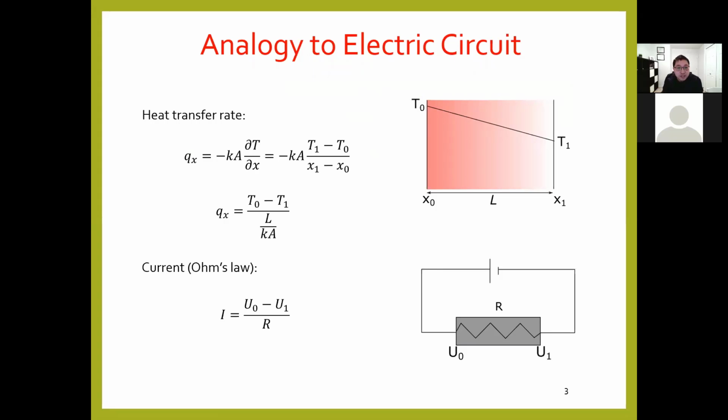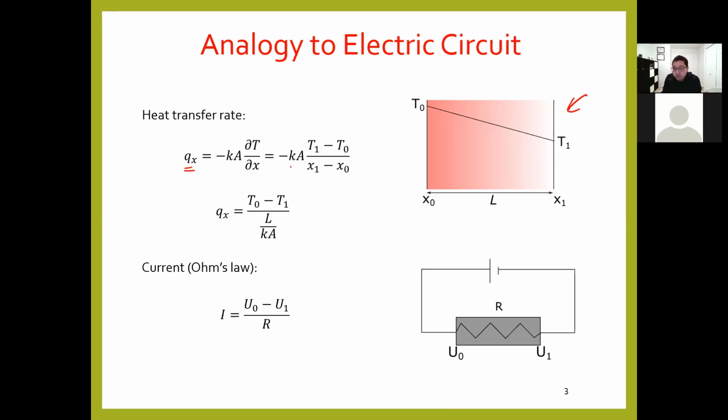First, let's look at the Fourier law, which is the heat transfer rate equals negative kA times partial dT over partial dx. As we said, if it's a steady state case, and in this schematic, the temperature distribution is a straight line across the wall, okay? And the temperature gradient is T1 minus T0 divided by x1 minus x0.